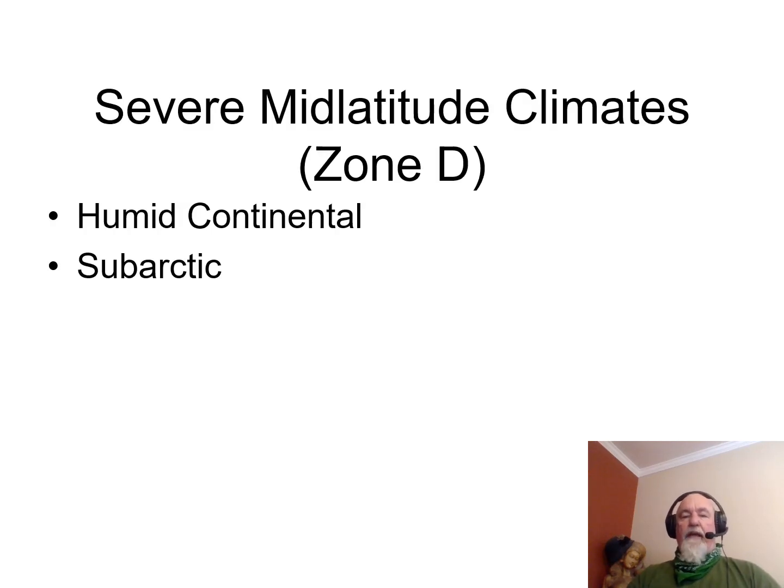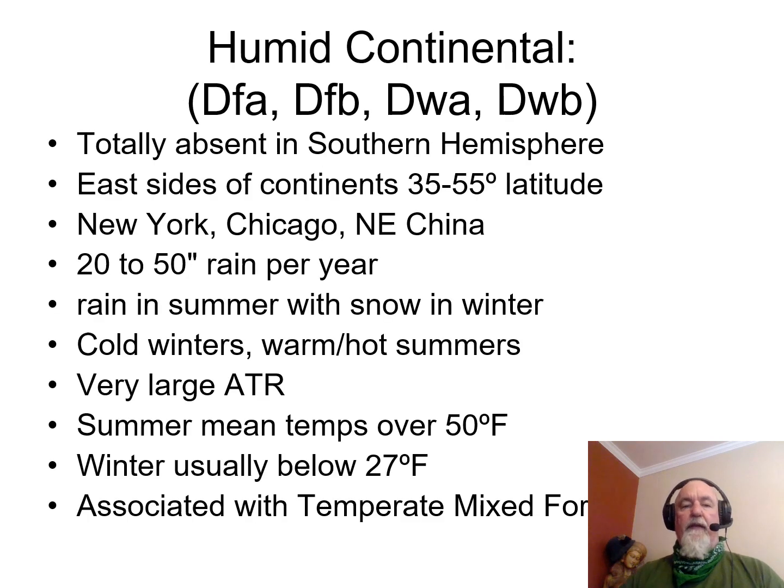So there are two varieties of D climates. They're both referred to as severe mid-latitude climates or sometimes microthermal because of the cold winter temperatures experienced there. So the two varieties are humid continental and subarctic. Of course we'll start with humid continental, but we'll also take a look at the map. Find these. So humid continental, they go by the Köppen symbols DFA, DFB, DWA, DWB.